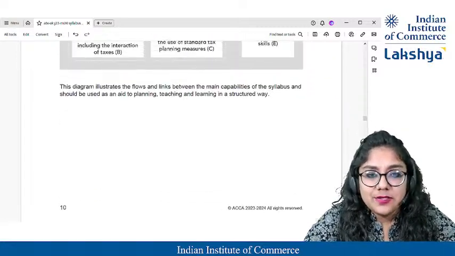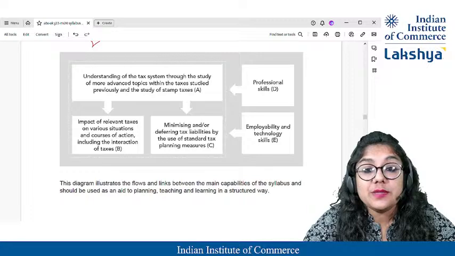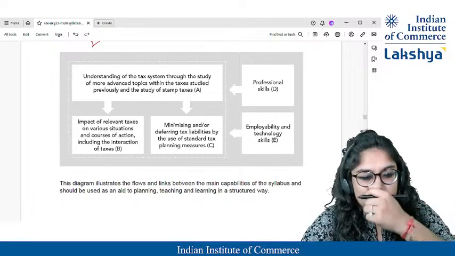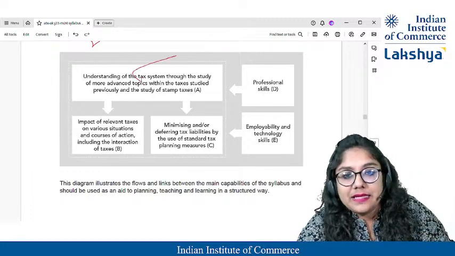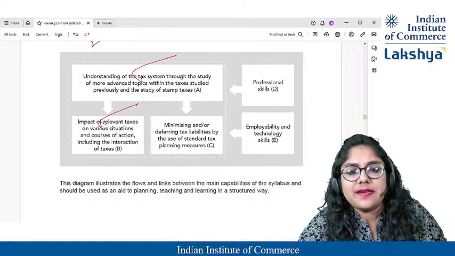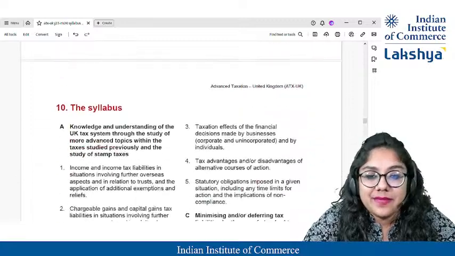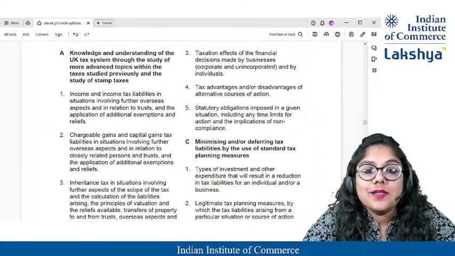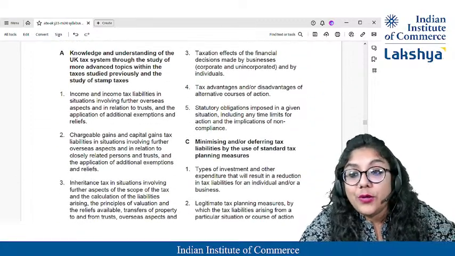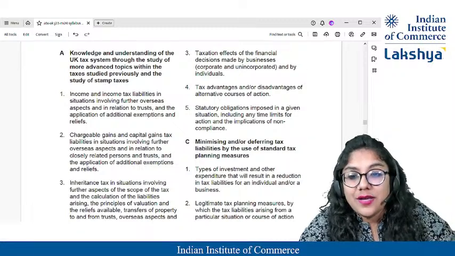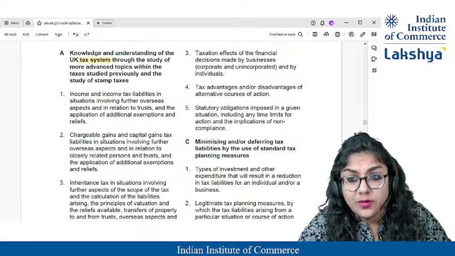So here, guys, we need to learn some total points. It's that only: understanding the tax rate, understanding the relevant tax, memorizing, and it's the same. Now, students, what am I going to understand in this ATX? Knowledge about the UK tax system is what we are going to learn today.